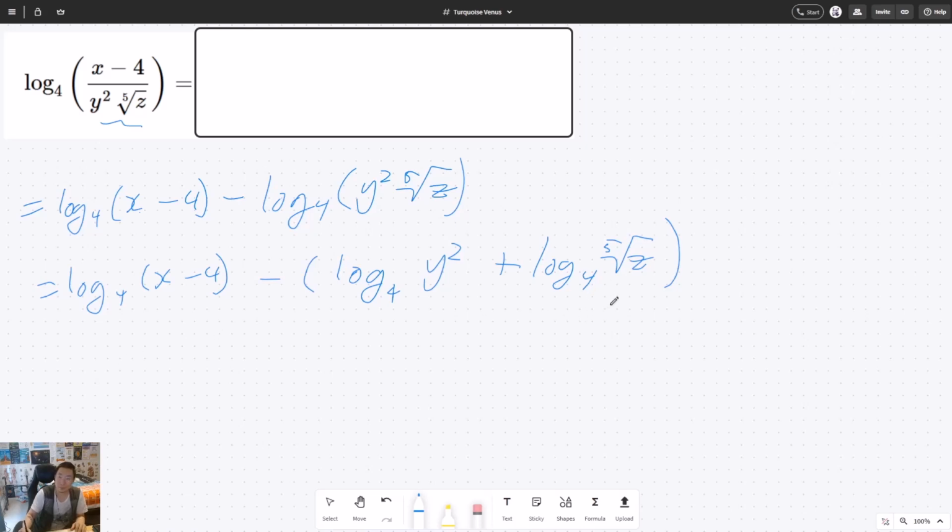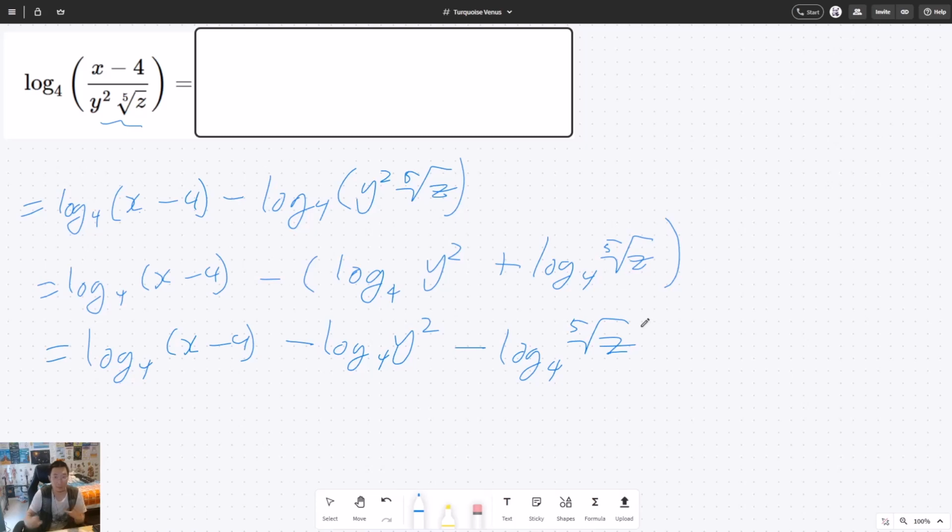Now we're going to distribute the negative sign to both terms. We're going to have log base 4 of x minus 4, minus log base 4 of y squared, minus log base 4 of root 5z. Okay, so that's what we have here, and pretty easy, right?